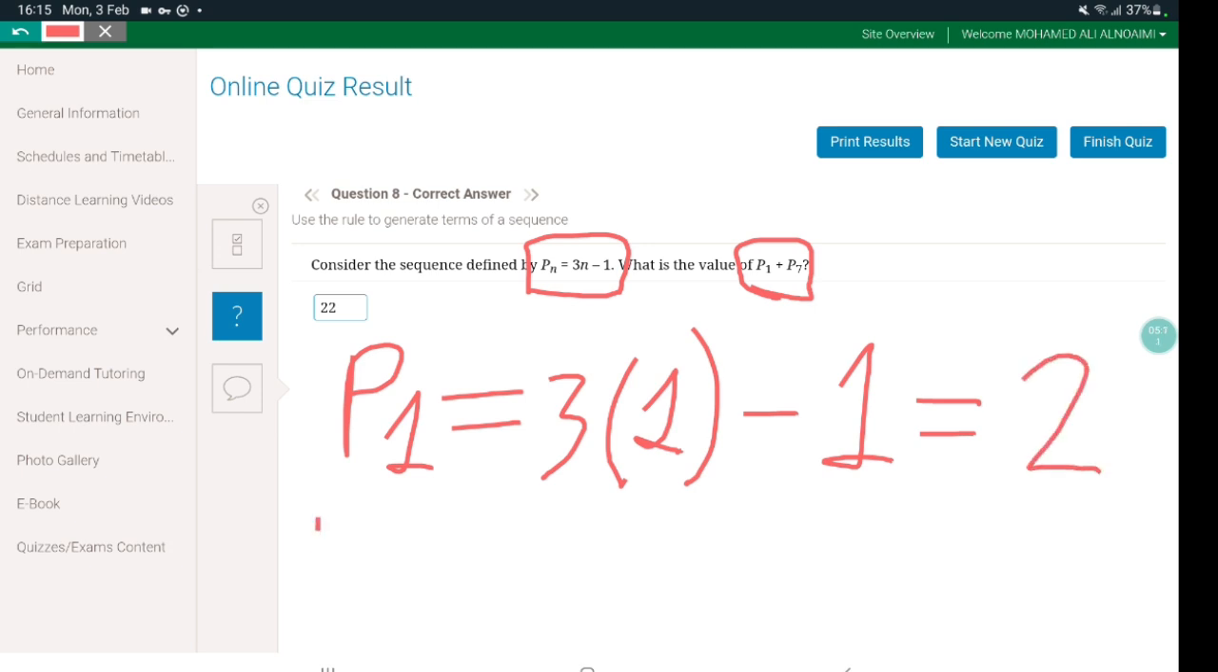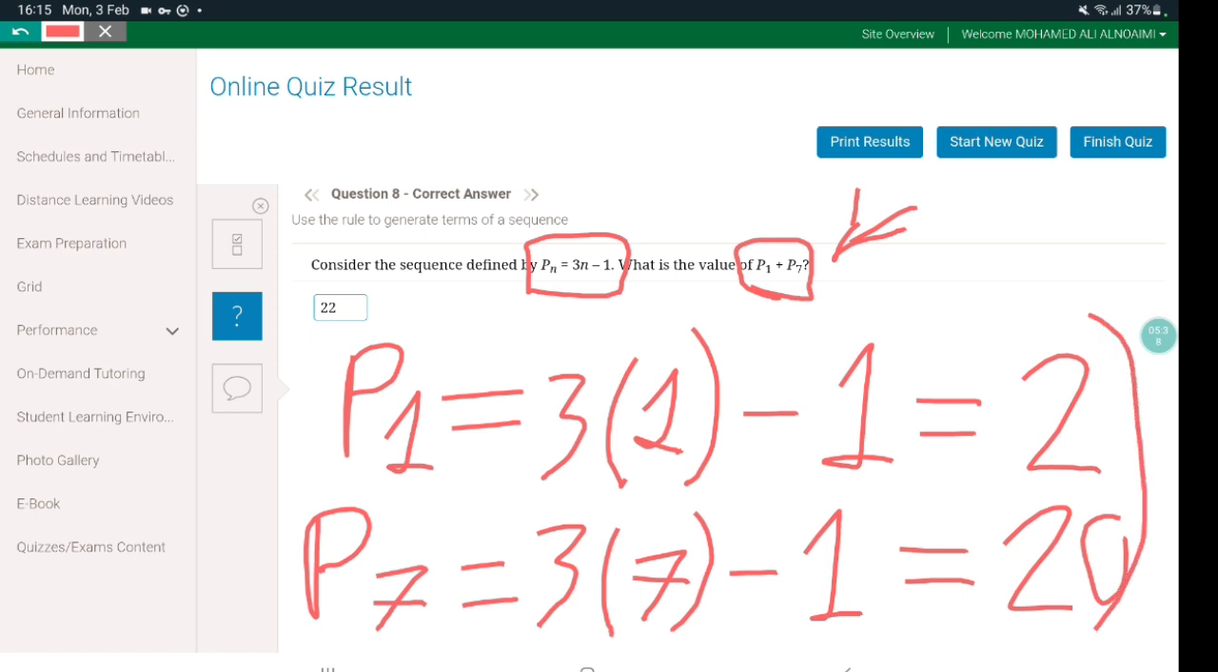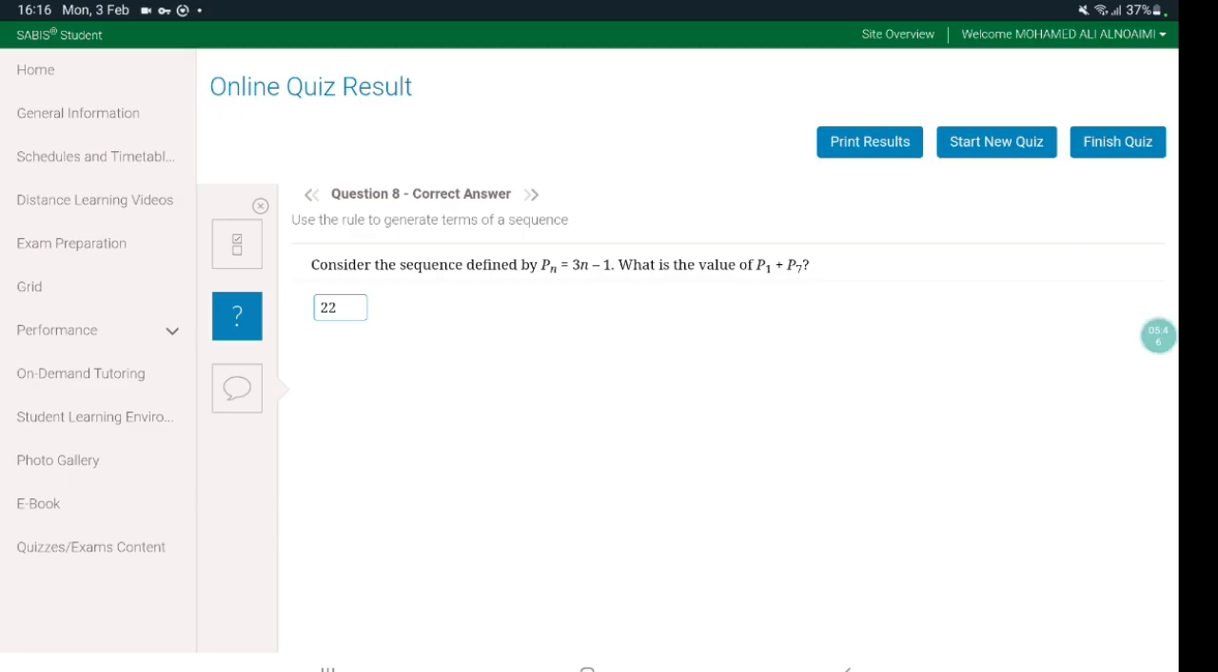And for P7, same thing, 3, but instead of the n, you put the 7, minus 1. It's equal to 20. And then the question says, what's P1 plus P7? The answer, you add these two, you're going to get 22. Okay, on to the next question.